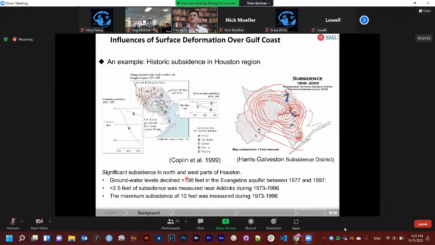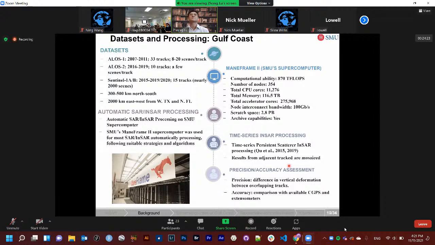And the water level, of course, declined in some locations, particularly by 1997, reaching about 30 meters. So of course, this is why the Harris-Galveston Subsidence District was established, to combat and reduce the subsidence.